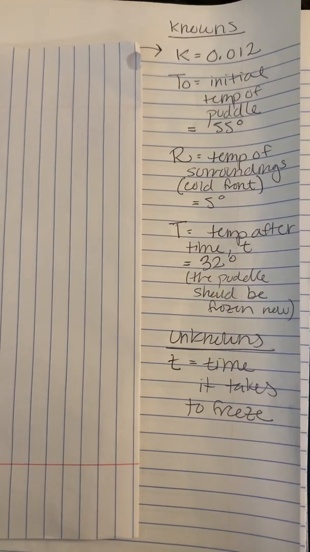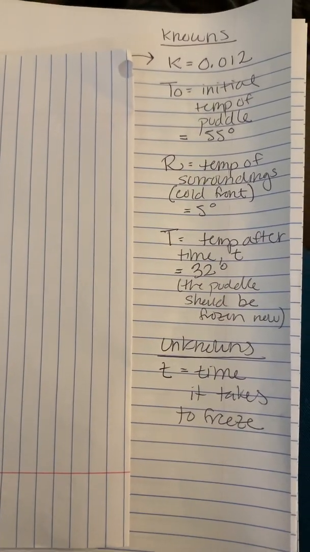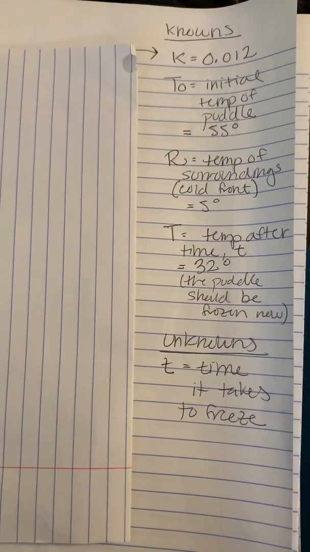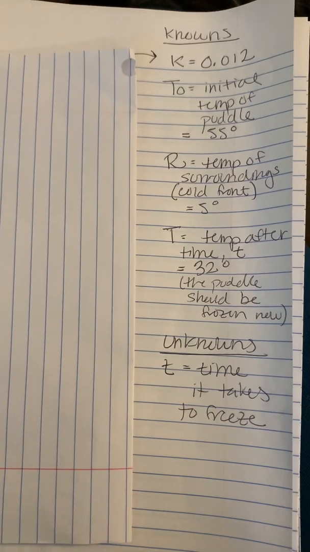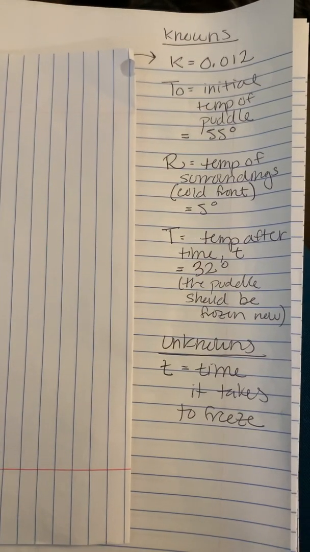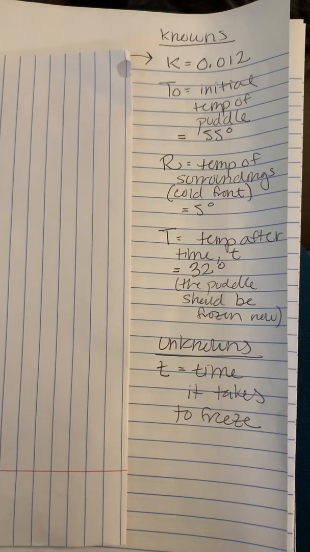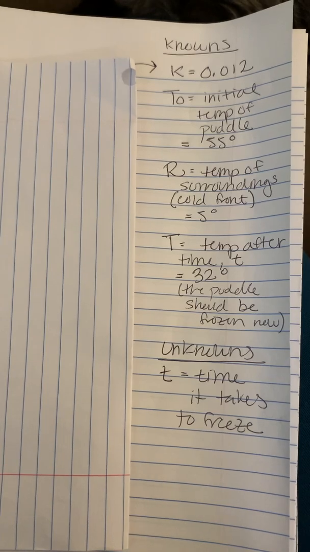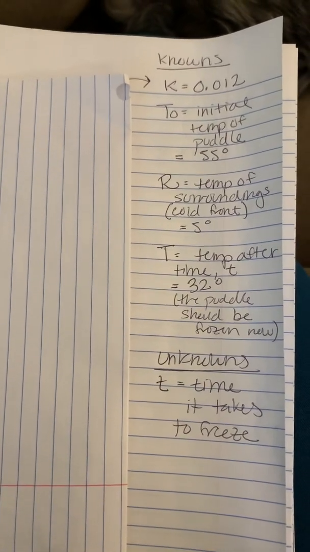The question says, suppose the temperature in Denver, Colorado was 55 degrees when a 5-degree Arctic cold front moved over the state. Using K equals 0.012, how long would it take the puddle of water to freeze? And recall that the water freezes at 32 degrees Fahrenheit.